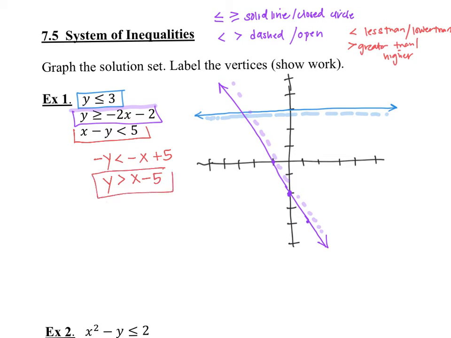Now I'm going to graph this. The y-intercept is -5. 1, 2, 3, 4, 5. The slope is 1, up 1 over 1. And this is actually a dashed line because it can't equal.